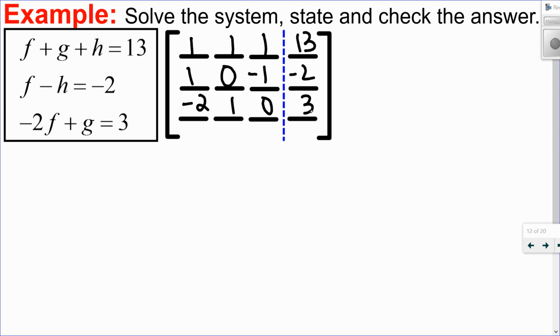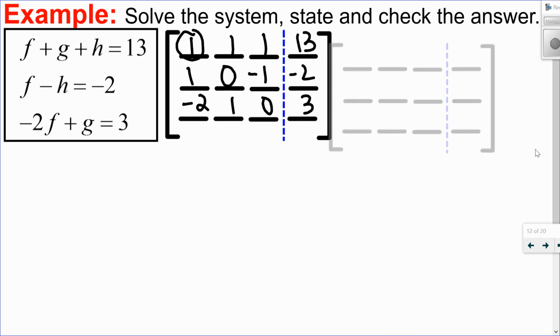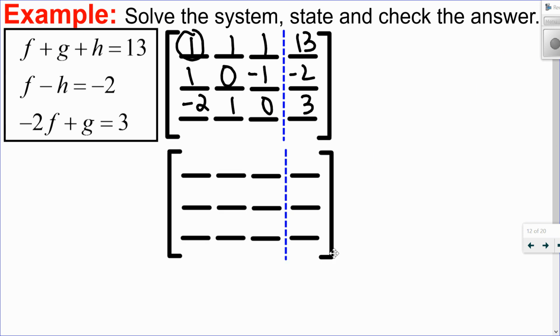Okay, so what I want to do is get a 1 in row 1, column 1, and zeros everywhere else. I already have a 1 in row 1, column 1, so I want to get zeros everywhere else. Here's what we're going to do. There are multiple ways of doing this, just like with systems of linear equations, and we're going to do this through elimination.